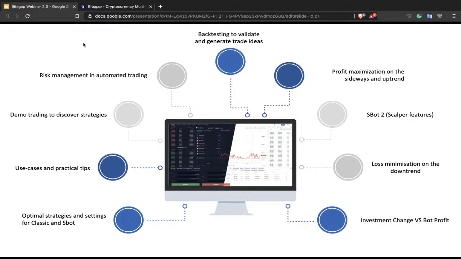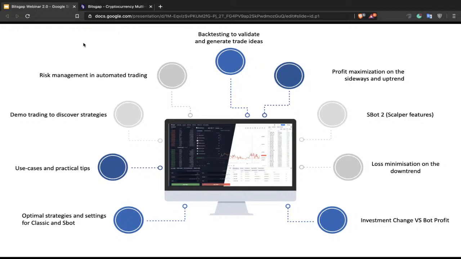Well, the SBot second edition, already mentioned that. Loss minimization on the downtrend. So I will show you the techniques which are fully optimized, configured, and built in our bots, which allow you automatically to minimize your losses in case the market is falling. All right, so 24/7 we are here to maximize your returns and to secure your trading.